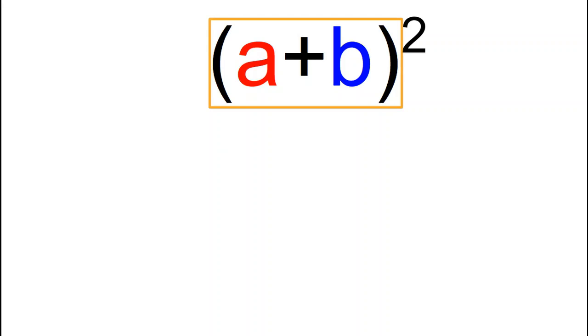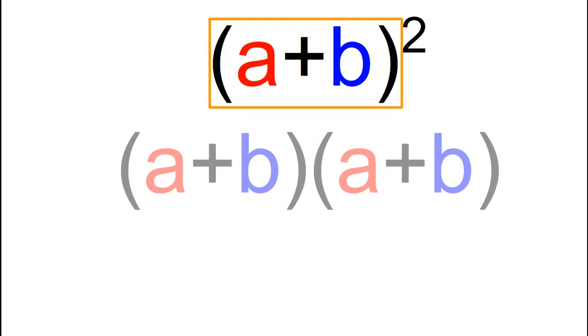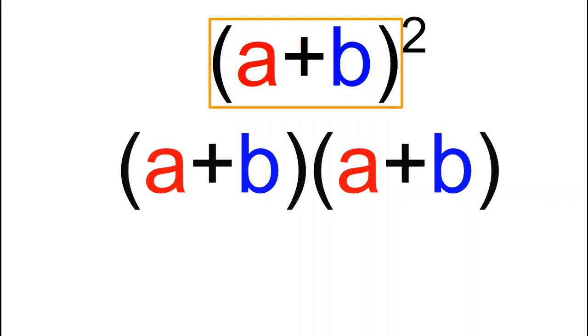In this case, a + b is our base, and we know that in an exponent, the base is being multiplied by itself over and over the number of times of the exponent. Since the exponent is 2, a + b will be multiplied by itself 2 times. So (a + b)² is equivalent to (a + b)(a + b).